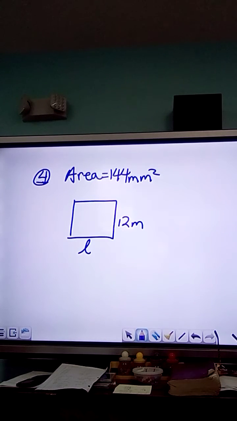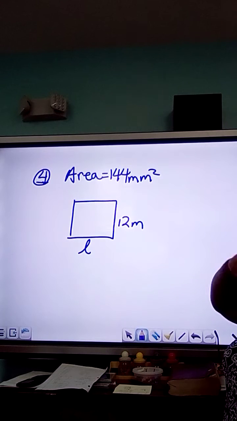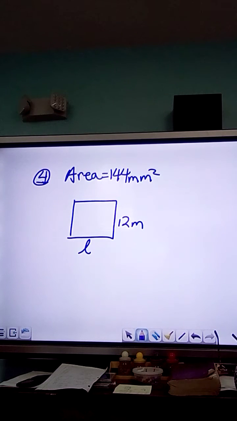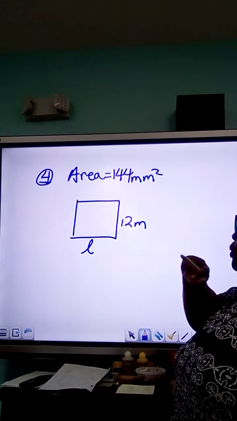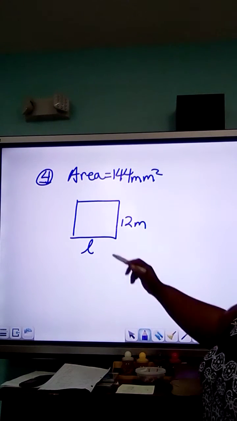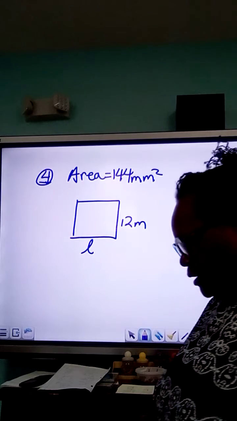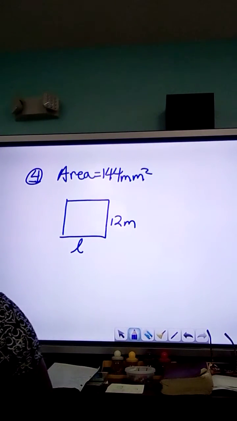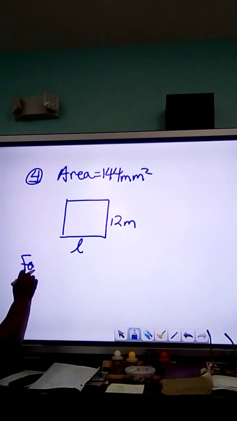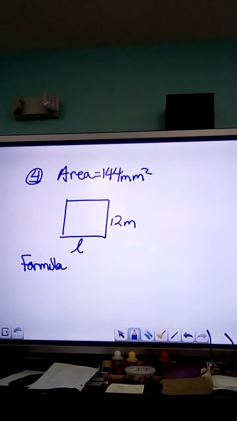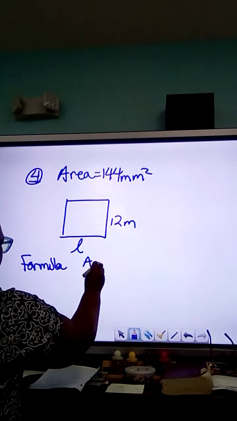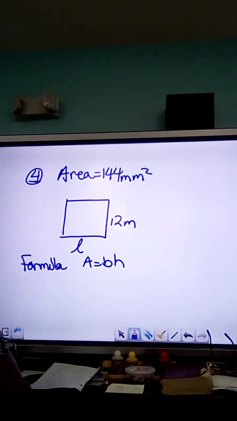Okay, here we are with problem 4. Problem 4, area is equal to 144 millimeters squared. We have here a square with 12 meters on one side and L on the opposite side. So just as we did before, we write our formula first. Our formula for the area of a square is going to be A is equal to base times height. Okay, that's with any four-sided figure.